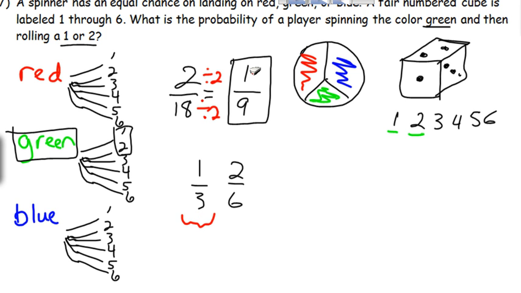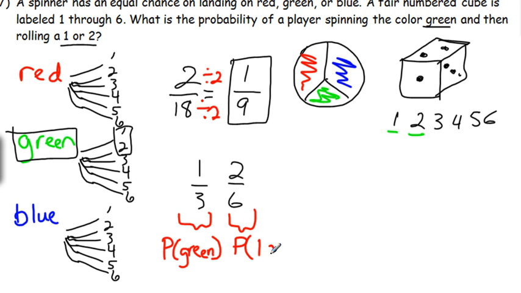So what we have, just so we know, that was poorly drawn. Let's try again. This is the probability of getting a green, and over here is the probability of getting a 1 or a 2. So now if we take those two probabilities and multiply them together, that'll give us the probability of both of them happening together.